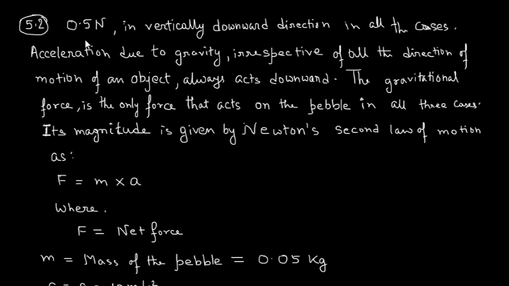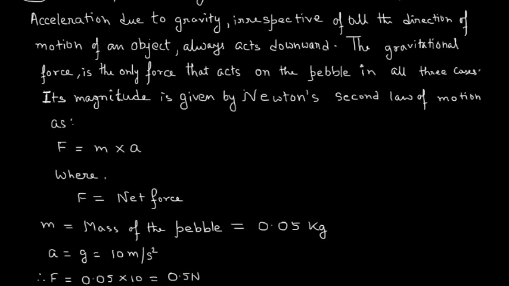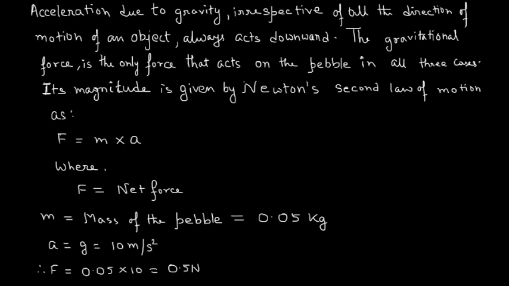Its magnitude is given by Newton's second law of motion. F is equal to ma, where F is the net force, m is the mass of the pebble, and a is equal to g, which is 10 meter per second square. After calculating, we get F is equal to 0.05 into 10, which is 0.5 N. So initially we had written the answer as 0.5 N. This is how we got the answer 0.5 N.